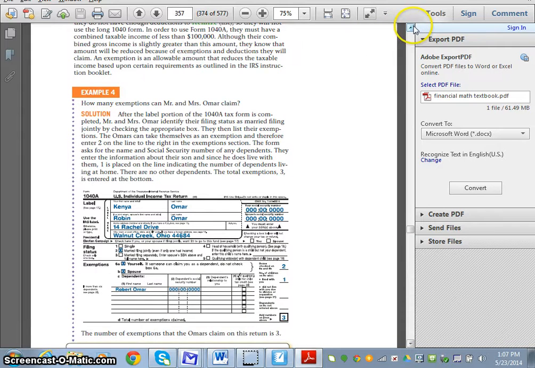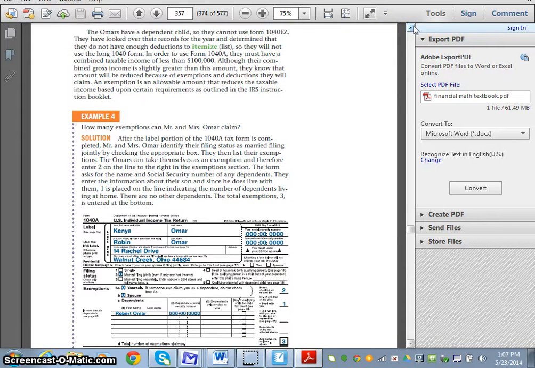So here we've got Kenya and Robin Omar. It says here, how many exemptions can Mr. and Mrs. Omar claim? After the label portion of the 1040 tax form is completed, they identify their filing status as married filing jointly. And then as we read through here, it says that they have a son that lives with them as well.